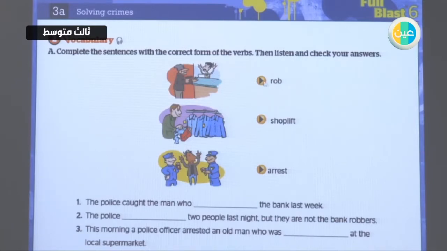Okay, the first verb, rob, it's about stealing property, while the second verb, shoplift, is about stealing goods from a shop. Now, let's read the verbs together. Let's read the sentences together and try to put the verb in the correct place.